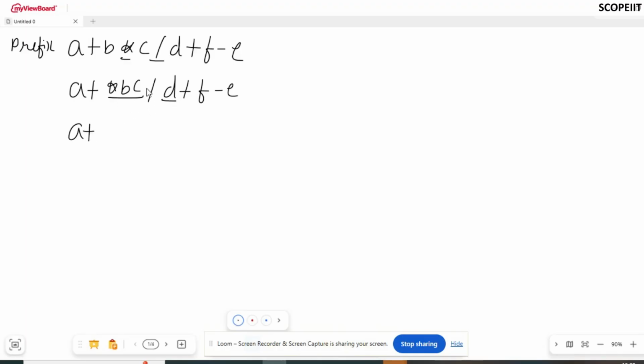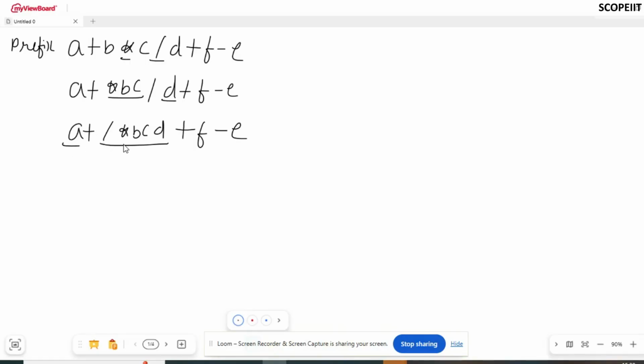So divide. What will happen? Divide will be first. So it will become divide multiply bc d. Now this is one term, plus f minus e. Now plus and minus all have the same priority. So as these all have the same priority, we will follow associativity. The associativity for plus minus is left to right. Okay, so first we'll solve this.